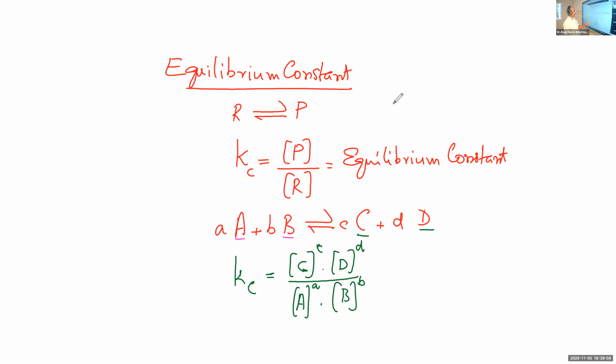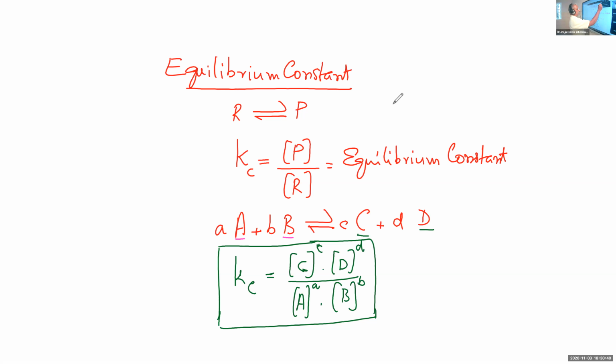So the equilibrium constant Kc is equal to the concentration of C raised to small c, multiplied by, wherever there is a plus, you take the product, the concentration of D raised to small d, divided by the concentration of A raised to small a, multiplied by the concentration of B raised to small b. That is called the equilibrium constant Kc, and c is for the concentration term. Okay, let us take some simple examples to illustrate this.